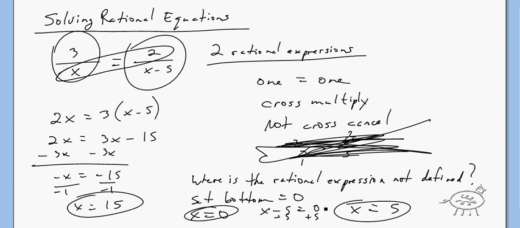And this is the deal. If one of the answers came out to be a 0 or 5, you're going to cross it off because that's not one of the answers. It's impossible for that to be an answer. So in this case, x equals 15, that's my answer. We're good to go. But if it's not, then again, cross it off. All right, so let's do another example here.